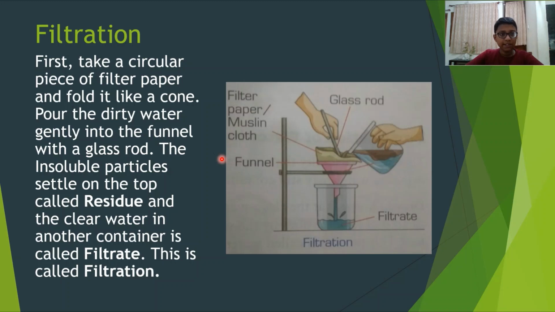Pour the dirty water gently into the funnel with the help of a glass rod. You can see this is the dirty water. The insoluble particles settle on the top, and that part is called residue. The clear water that comes down into the other container is called filtrate. So this is the process of filtration, guys.